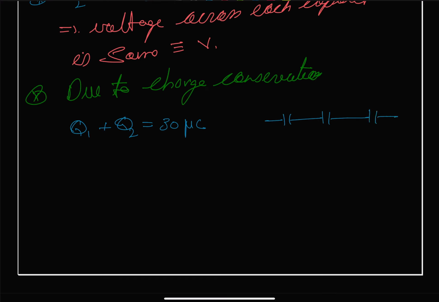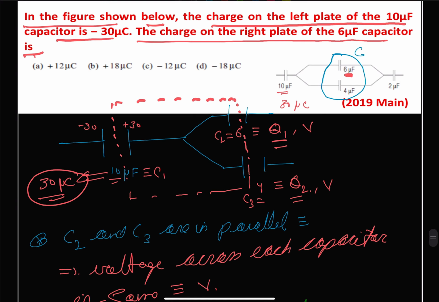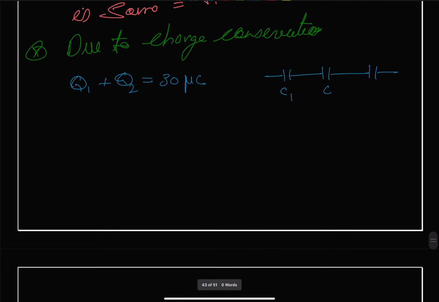So this is our C1, this is our C, and this final one is our C4. So all these capacitors are in series. C1, C and C4 are in series. Therefore, each one of them is going to have the same charge. So we are going to have 30 microcoulomb here, C is also going to have 30 microcoulomb, and C4 is also going to have 30 microcoulomb.